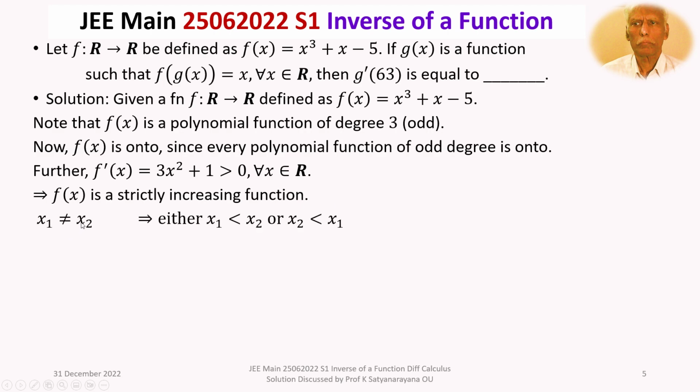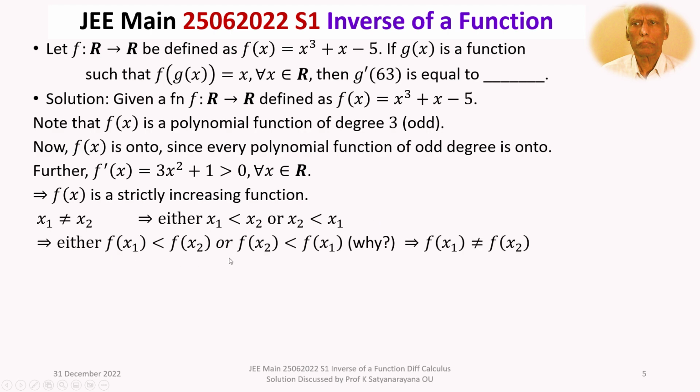Let x1 not equal to x2. Then by law of trichotomy, either x1 less than x2 or x2 less than x1. And this will imply either f of x1 is less than f of x2 or f of x2 less than f of x1. Why? Because it is a strictly increasing function. So in any case, f of x1 not equal to f of x2. That means whenever x1 not equal to x2, f of x1 not equal to f of x2, that will tell you that f of x is a 1-to-1 function.